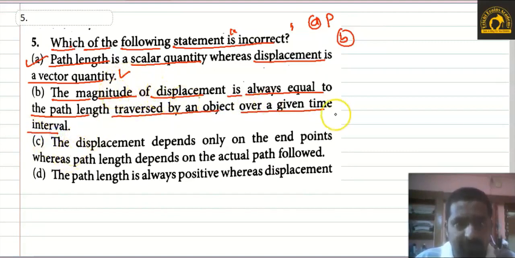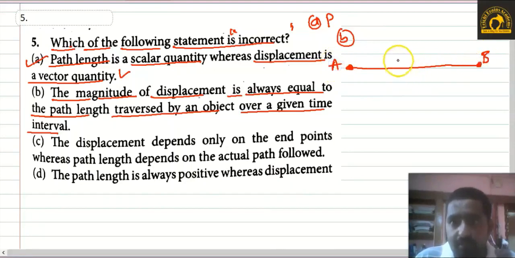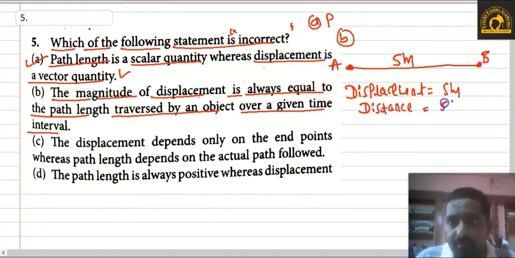For example, if the object is moving in a straight line, the object covers A to B. For example, the distance is 5 meters. In this case, the displacement is equal to how much? The displacement is equal to 5 meters. Then the distance is equal to how much? The distance is equal to 5 meters.